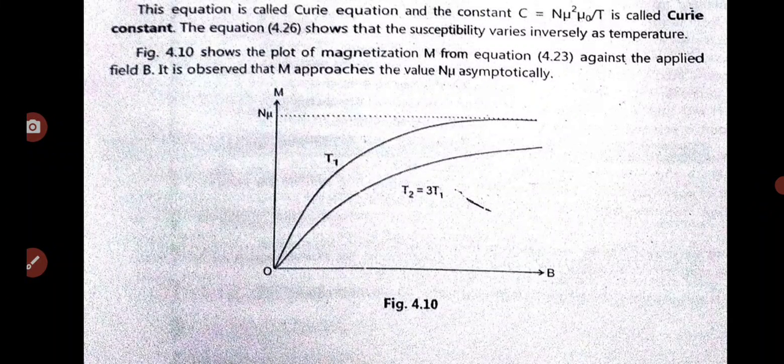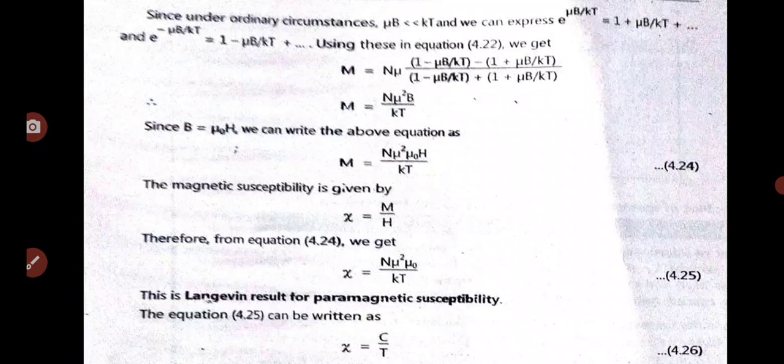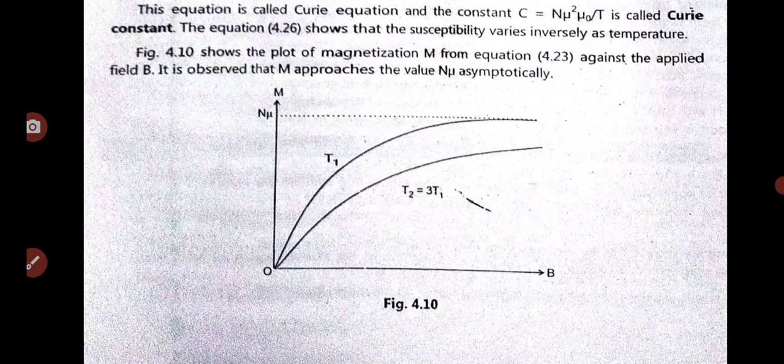And according to the Langevin theory, we calculated the value of the magnetization vector and the value of the magnetic susceptibility, and the graph shows the variation of this susceptibility, giving the idea of the behavior of the paramagnetic substance.